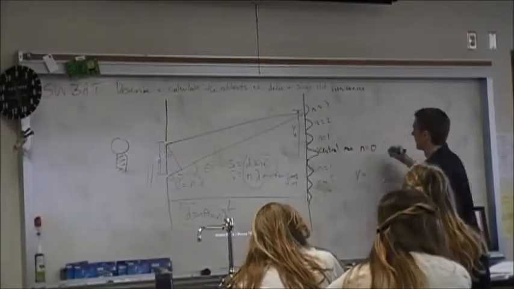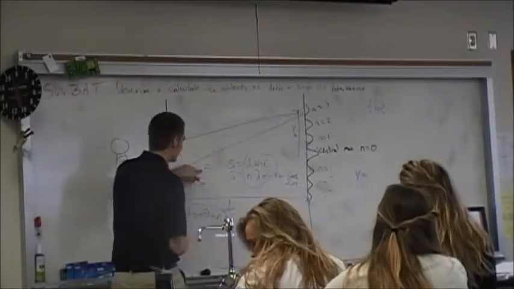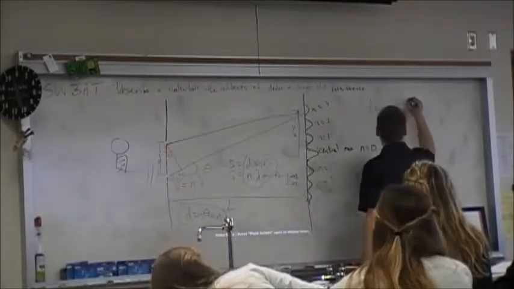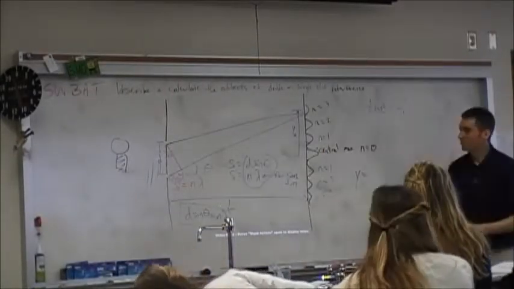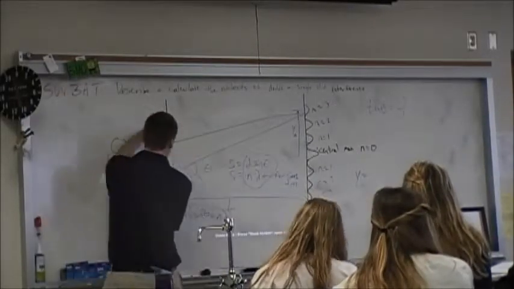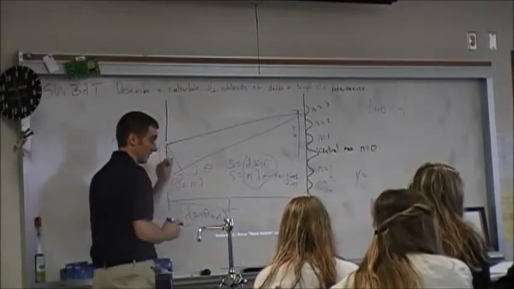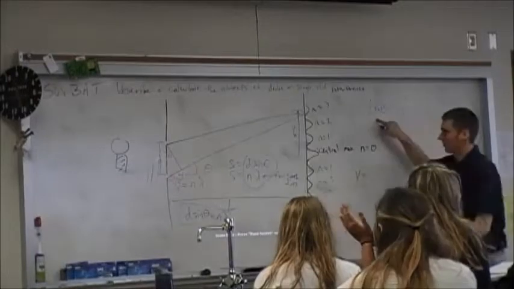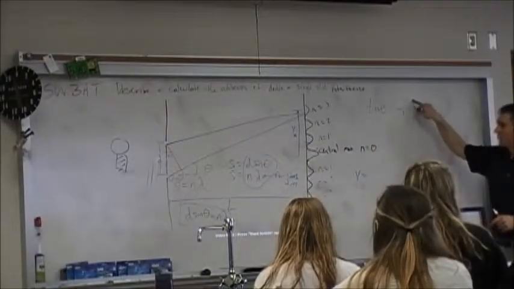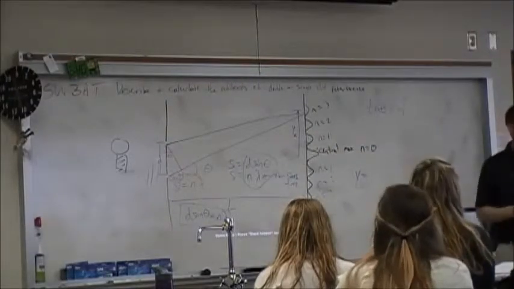Here's the cool thing. Watch this. Tangent of this angle: looking at our geometry here, the tangent of that angle is equal to y over L. We've got a bunch of right triangles in there. Remember, these things are so close together that you can almost think of them as being in the same spot in reality. So the tangent of that angle is going to be y over the entire distance L.